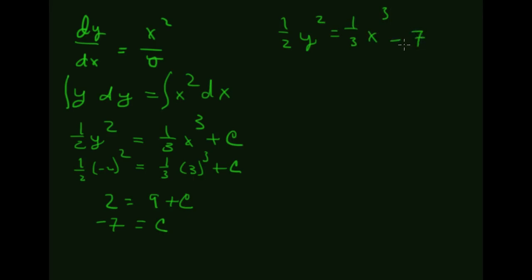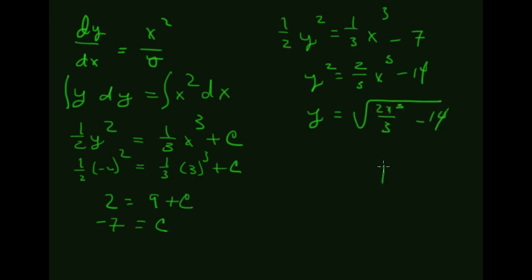So 1/2 y squared is equal to 1/3 x cubed minus 7. All right, so let's multiply everything by 2. y squared is equal to 2/3 x cubed minus 14. Take a square root. Gives me the square root of 2x cubed over 3 minus 14, which is D.